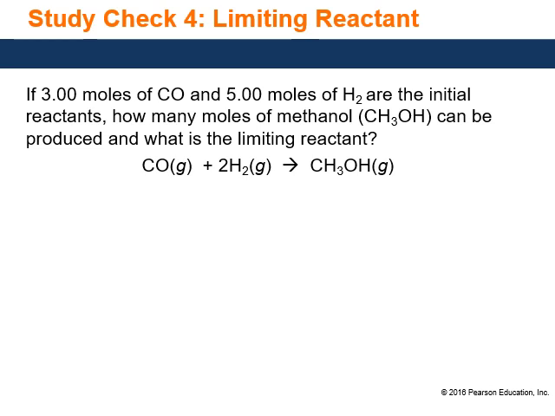If 3.00 moles of carbon monoxide and 5.00 moles of hydrogen are the initial reactants, how many moles of methanol, which is CH3OH, can be produced? The question is asking how many moles of this can be produced and what is the limiting reactant. So it has two parts to it. It says I have 3 moles of this, 5 moles of this. How much of this will I make? Now this is a question of limiting reactant.